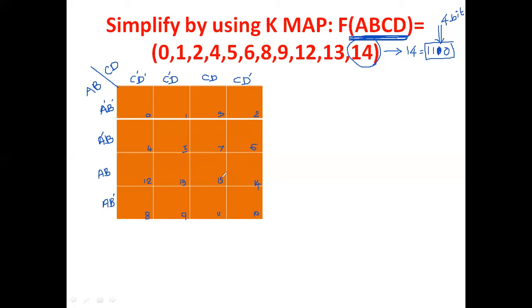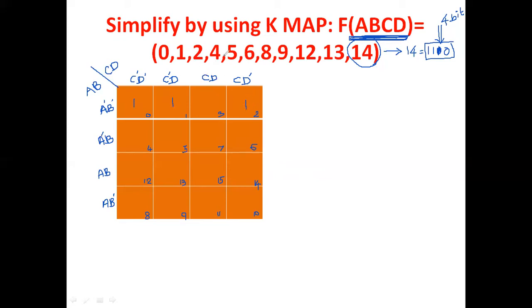Now the tabulation is drawn. The next step is to fill the values. Since it is a SOP, I have to fill the Karnaugh map cells. Whatever numbers are given in the problem, the corresponding cell is 1. Please listen carefully. 0 is given, so I'm putting 1 here. 1 is also given, so 1. And 2 is given, 1.